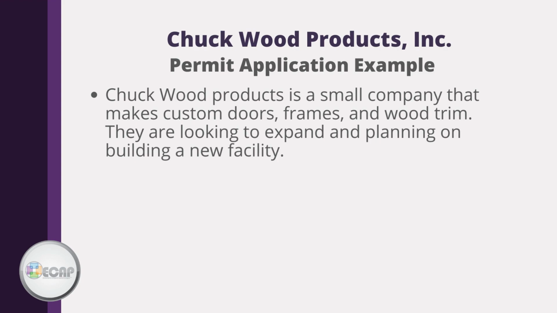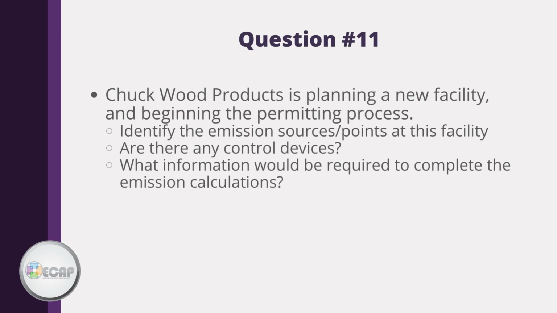Let's try another example of a permit application. Here we can see that Chuck Wood Products are looking to expand by building a new facility. As before, the first thing to do is to identify all emission sources and control devices. Remember our facility walkthrough process. We must also determine our emission factors for each process.